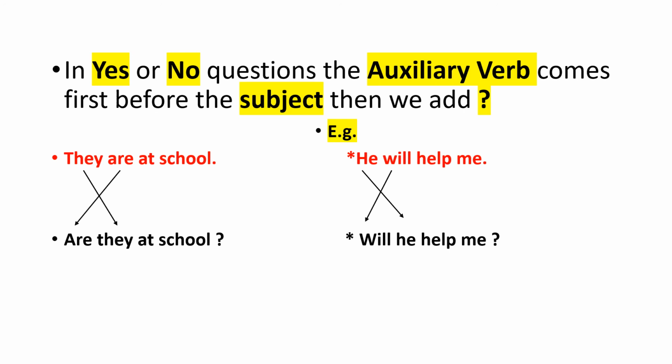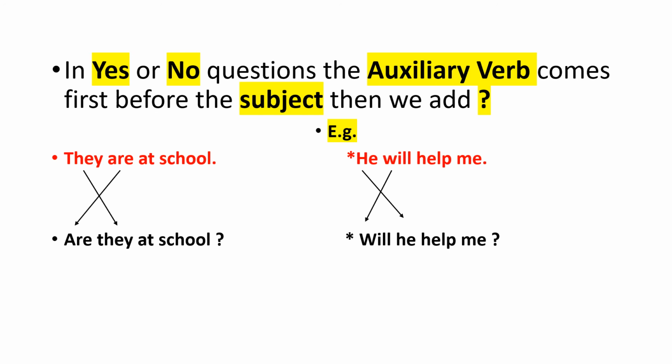For example, like this. First one, they are at school. Here I want to ask a question. They are at school. So you can say, are they at school? What about number 2? He will help me. If you're speaking about your brother or a friend, you can say, he will help me. So if I want to ask you a question about him, I'll say, will he help me? Will he help me? This means what? The auxiliary verb.